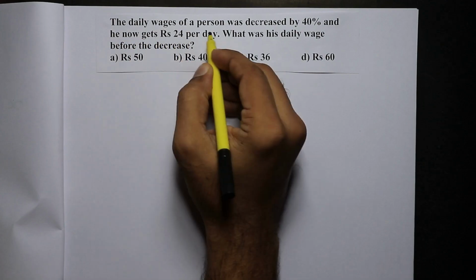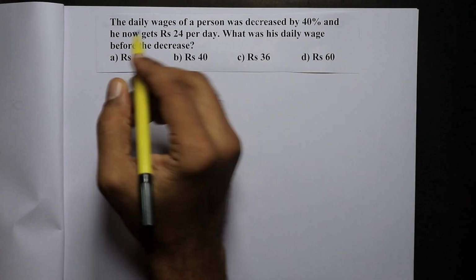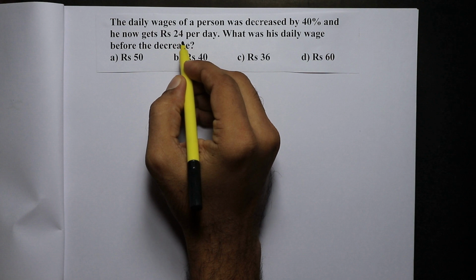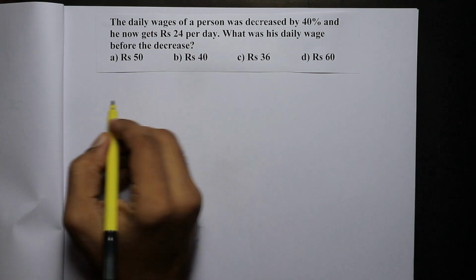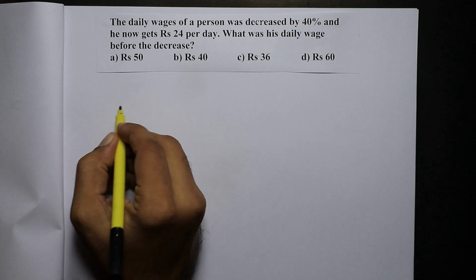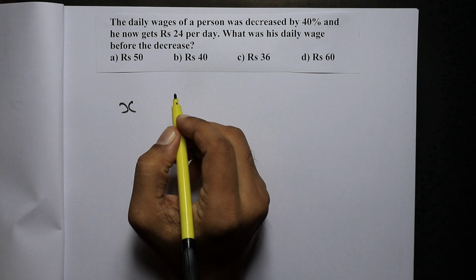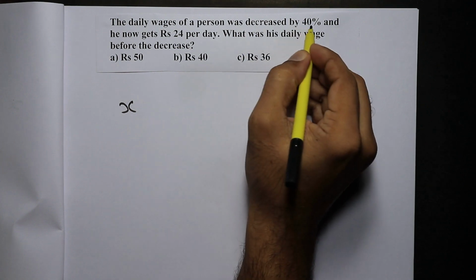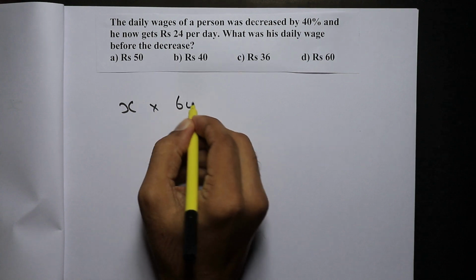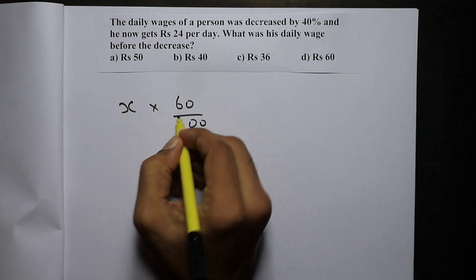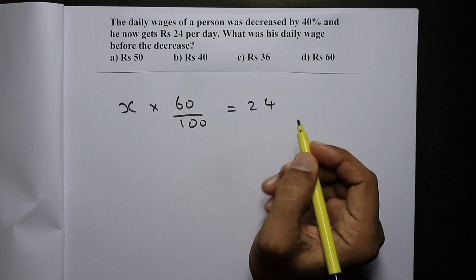The daily wages of a person was decreased by 40%, and he now gets rupees 24 per day. So let us form the equation for that. We will assume that the original daily wages was rupees x, that was before the decrease, and it was decreased by 40%, which means that now he will get only 60% of the original daily wages, and what he is getting now is rupees 24.